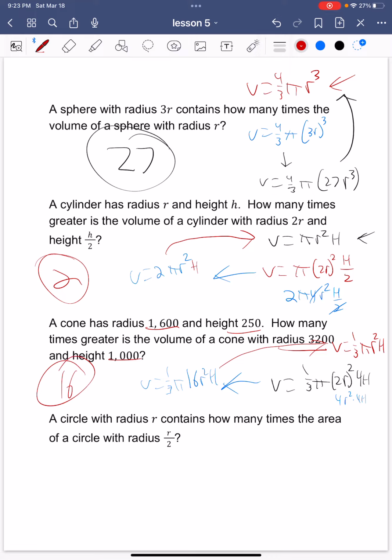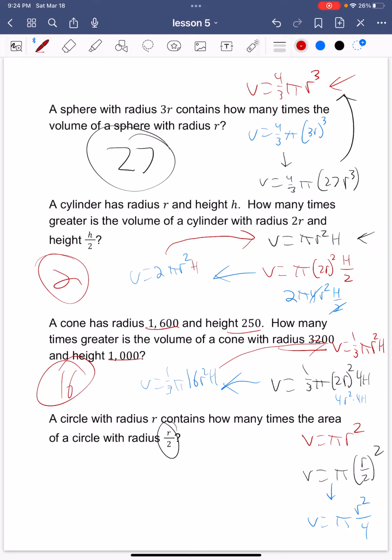A circle with radius r contains how many times the area as a circle with radius r over 2? So let's write the equation down. Area equals pi r squared. And our other equation with r over 2 is going to be area equals pi times (r over 2) squared. Using our exponent rules, that's going to be equal to pi times r squared over 4.